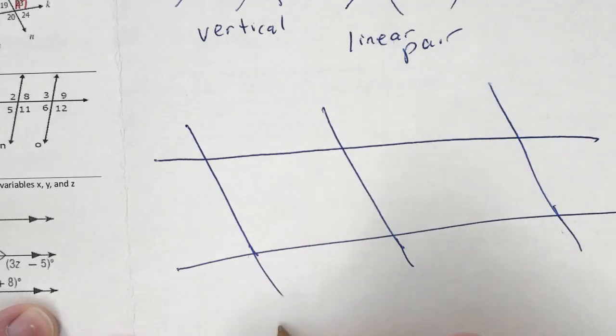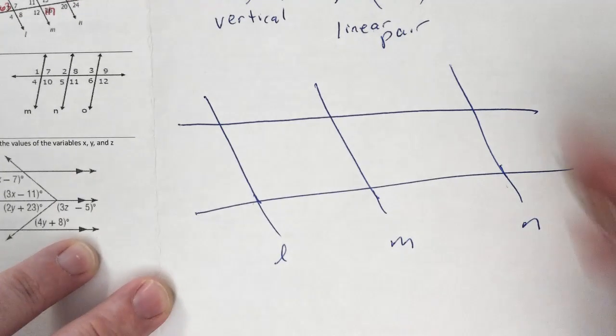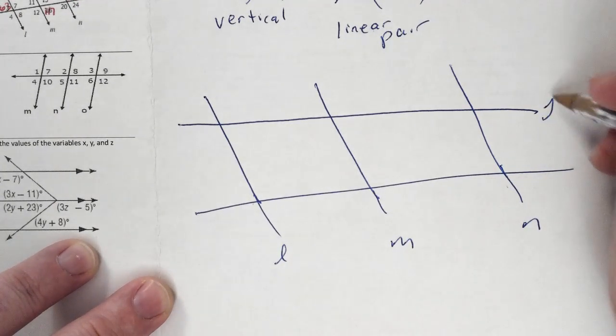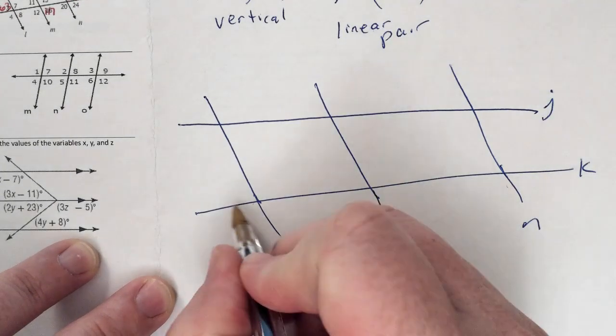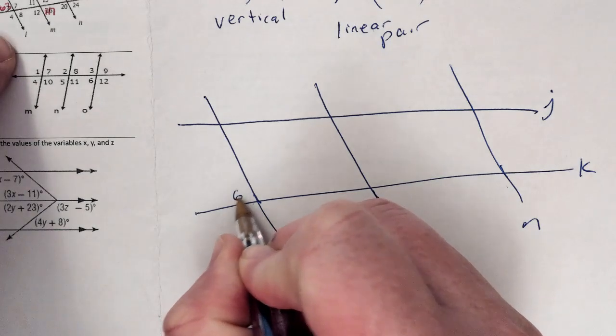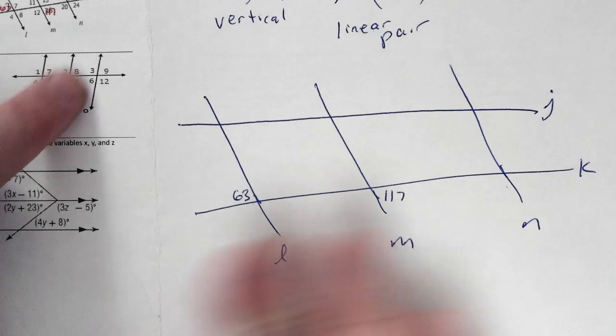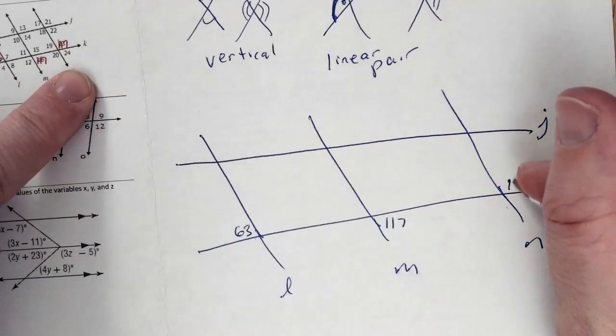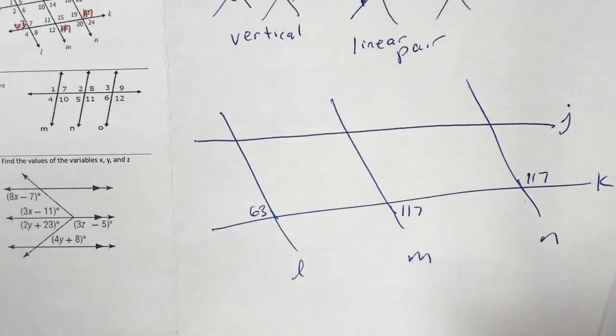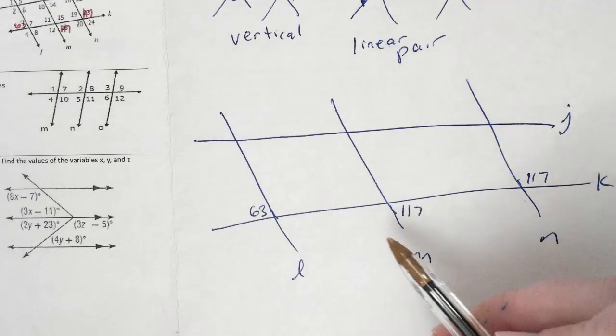So this is L, M, and N. Over here we have J and we have K. And we just found out that this angle right here was 63. We found this angle right here was 117. And this angle over here was 117. And I put that in dark pen or blue. And now I'm going to change my colors, or I'm going to change over to pencil. And now I can find all these other angles.